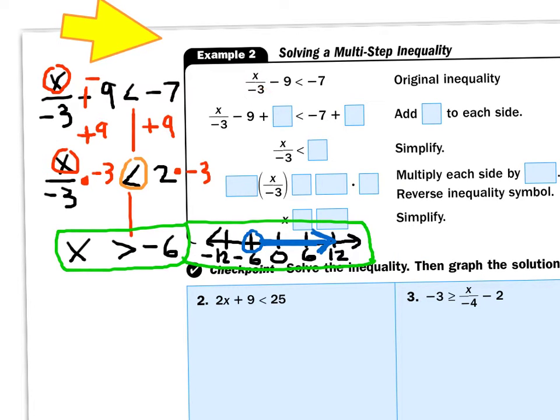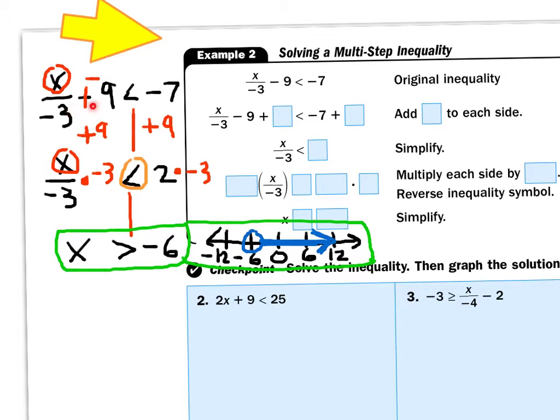Okay, take a look at example 2 with me. x over negative 3 minus 9 is less than negative 7. So I wrote it over here in the margin exactly like they gave it to me. With my red, I added a line and changed the sign in front of the 9. And then I circled the variable and I brought my wall down. Now remember, look at what's touching the circle.